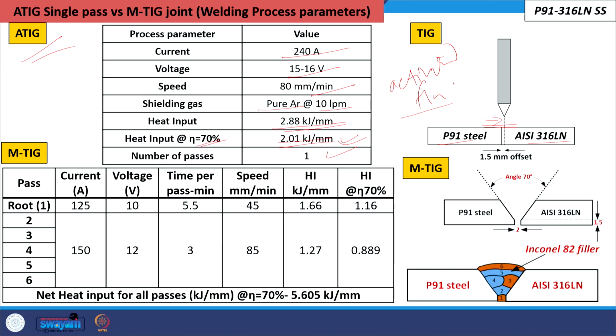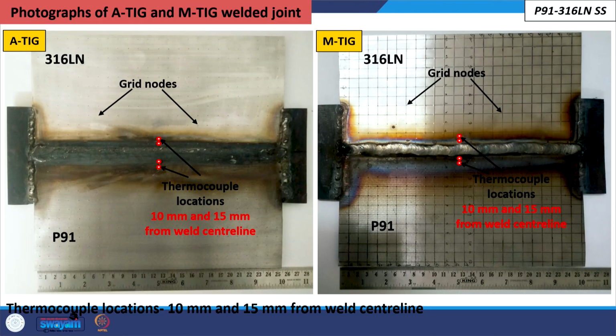So this was the sequence for the multi-pass welding, where the first pass was made using low current, and then the other 6 passes were developed using the filler Inconel 82. This is the groove geometry which was prepared for development of the dissimilar steel joints using the multi-pass approach. The idea was to compare how the characteristics and the joint morphology become different in the two cases when A-TIG single pass welding is performed or multi-pass TIG welding is performed.